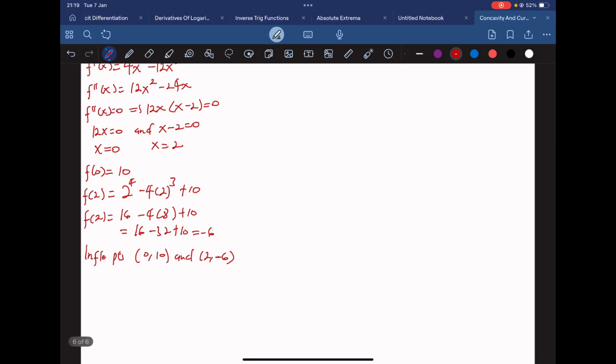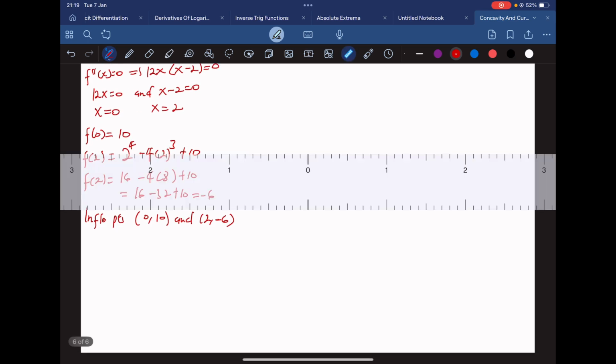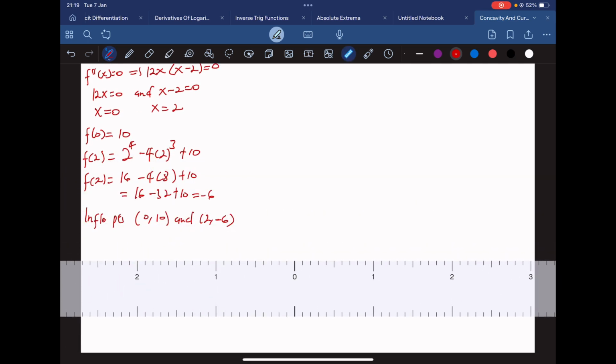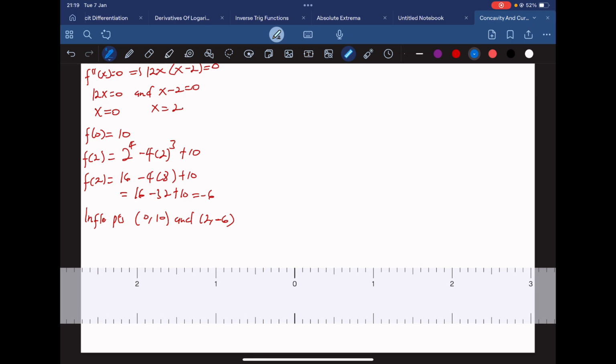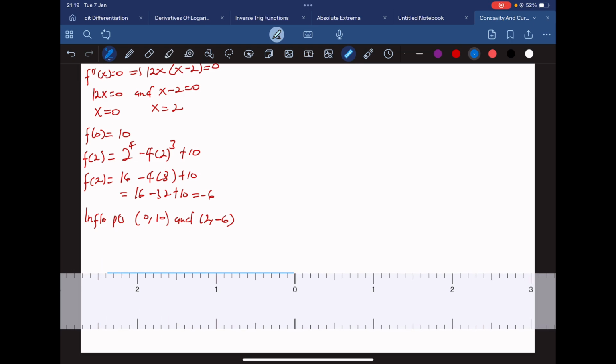So now let's check where it is concave up and concave down. So we can have a normal line here.